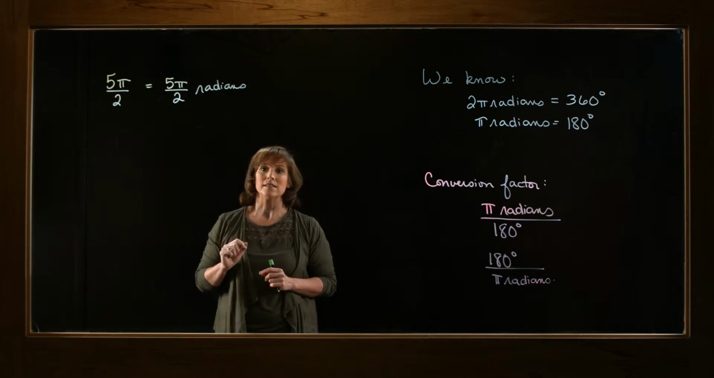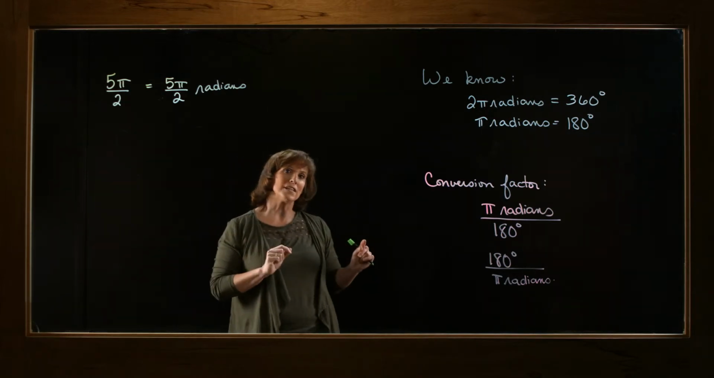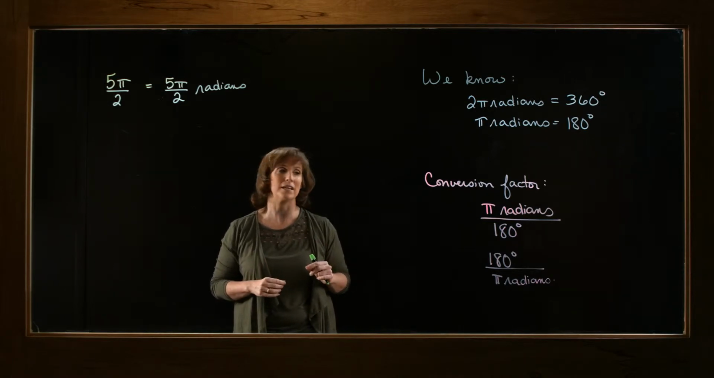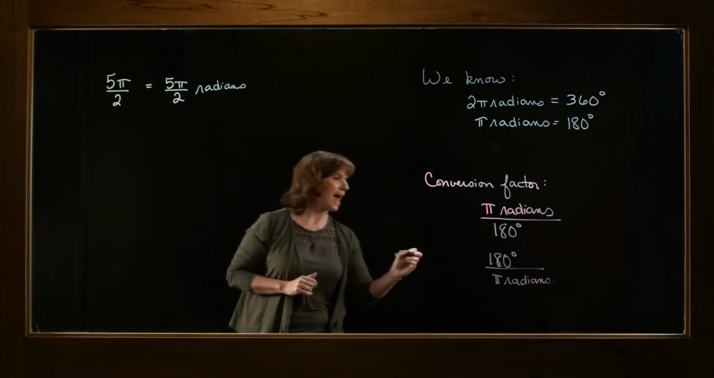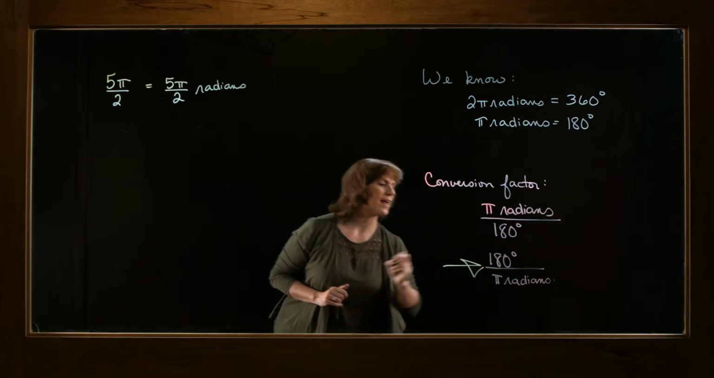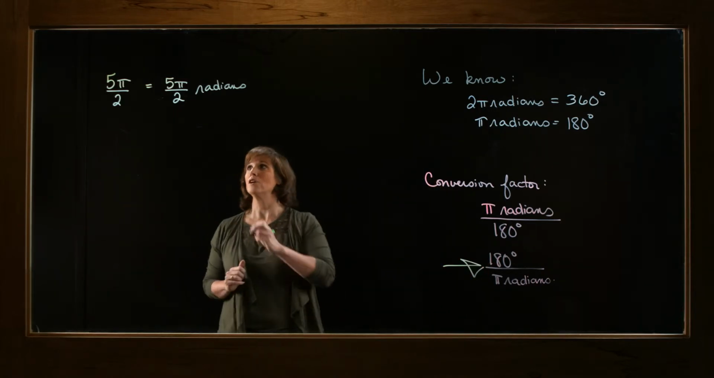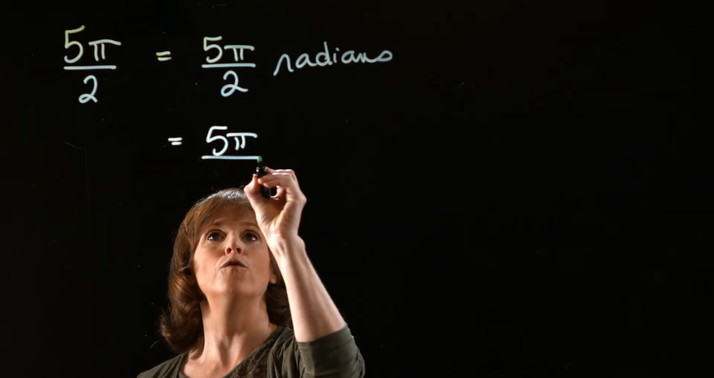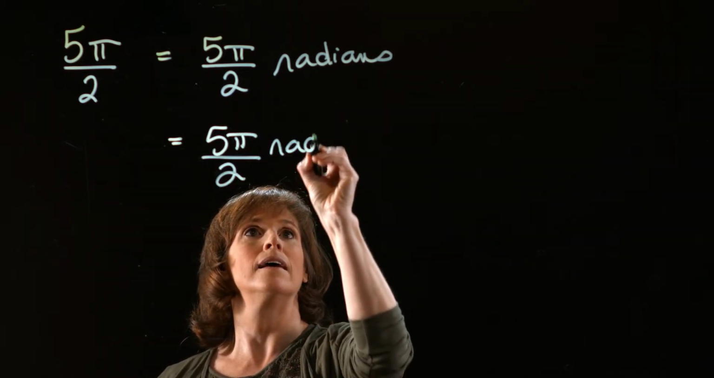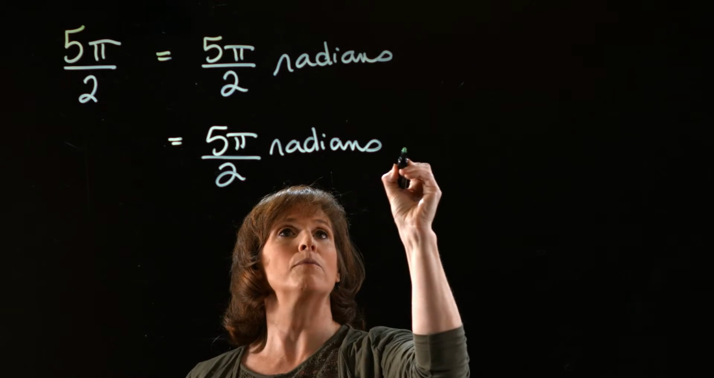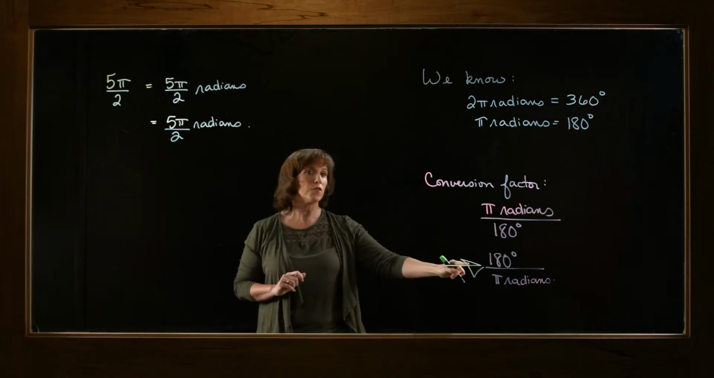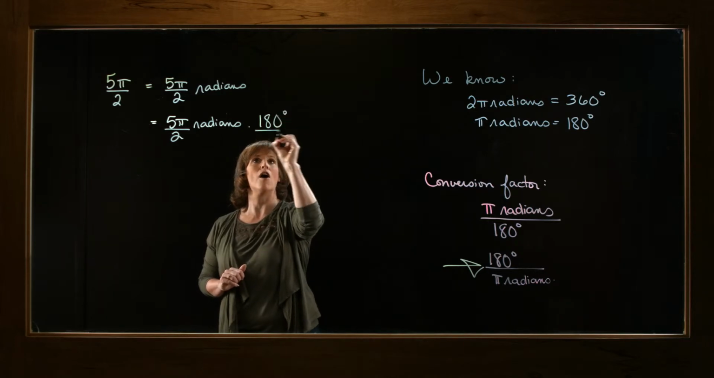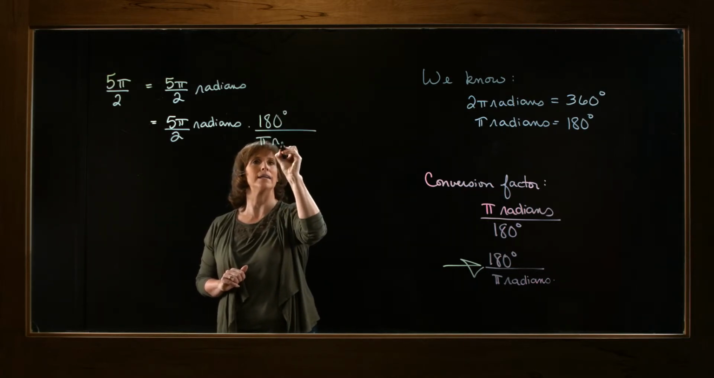Okay, so now that I've cleared that up, let's go ahead and pick our conversion factor. I'm in radians, so I would like to choose a conversion factor where the radians will cancel and I'm left with something in degrees. That's going to happen if I choose that conversion factor. So let's take a look. We're going to have 5 pi over 2 radians, and then I'm going to multiply it by 1. The form that 1 is going to take is 180 degrees all over pi radians.